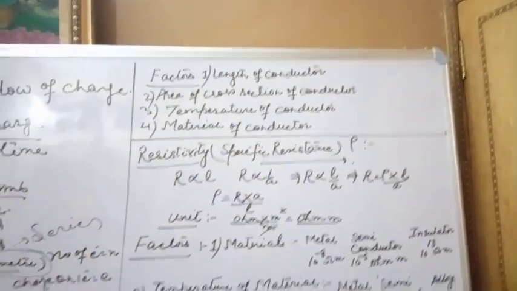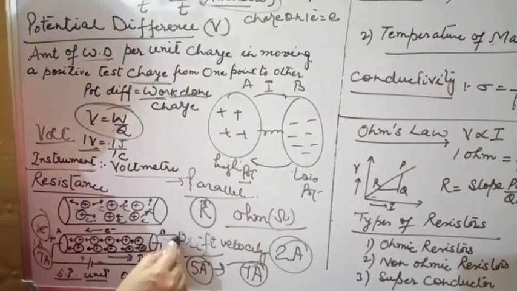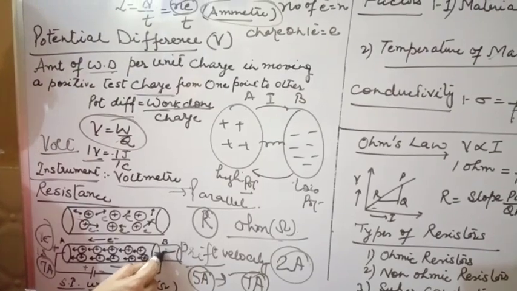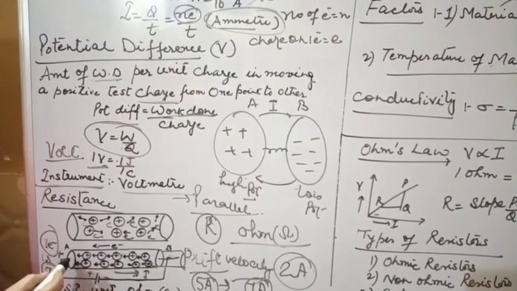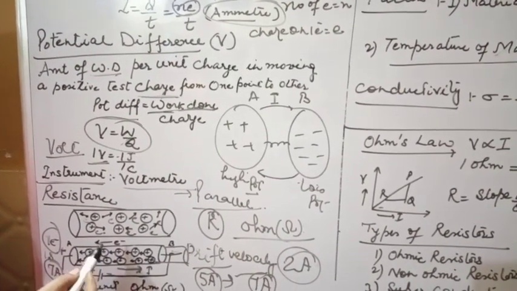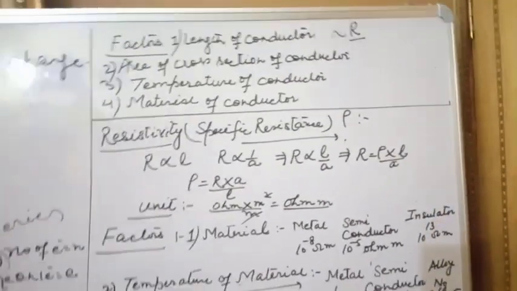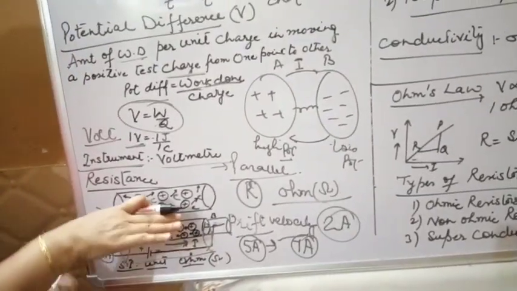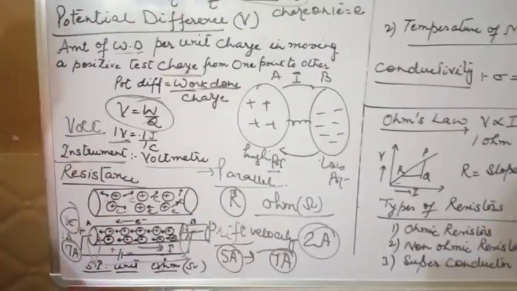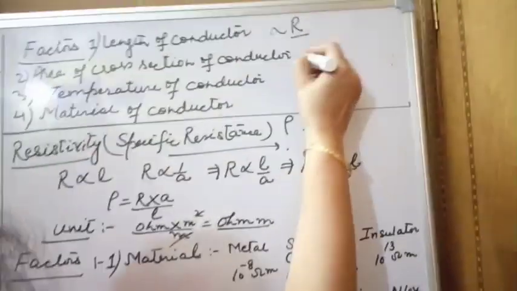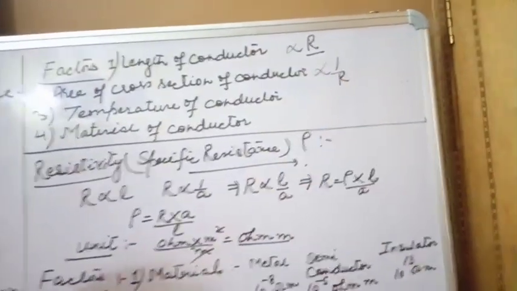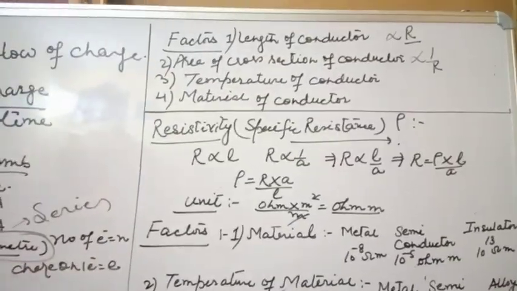Now see, come back to the same diagram. If I increase the length of the conductor, what will happen there? The path will be long, more collisions, more obstruction. As a result, resistance increases. So with the length, resistance is directly proportional. If I increase the area, now there will be more space, fewer collisions, and resistance decreases. Resistance is inversely proportional to area.